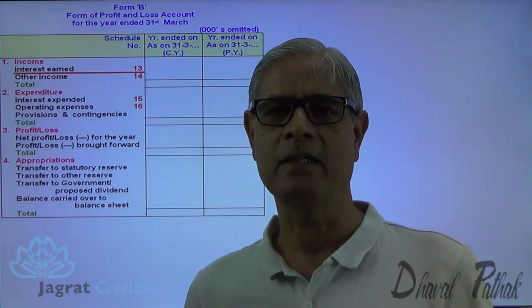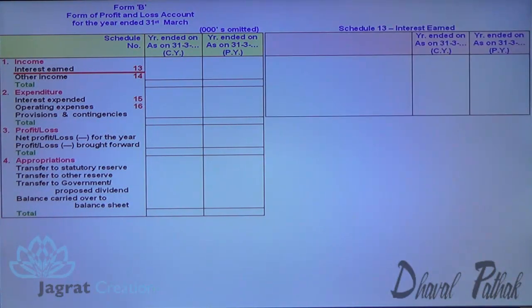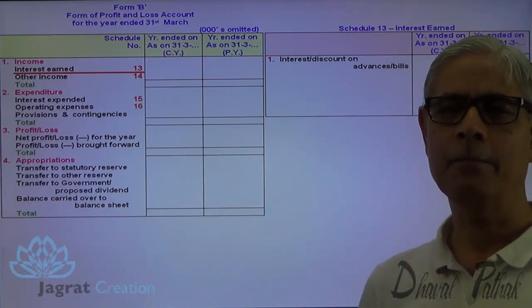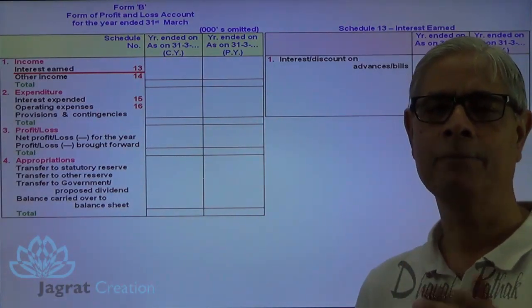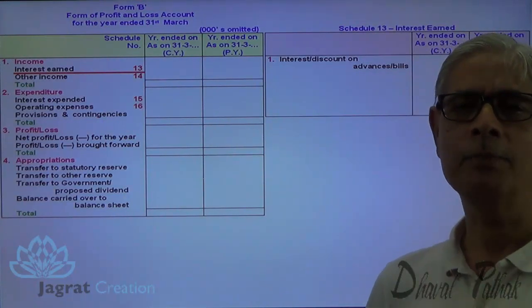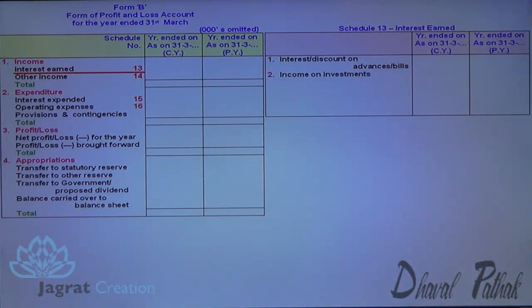Now let me explain the contents of Schedule 13. So here I give you the details of Schedule 13. First of all, interest and discount on advances and bills. Now, interest and discount received by the bank on the advances made, and interest and discount received by the bank by discounting of the bill. Now let me explain its details.